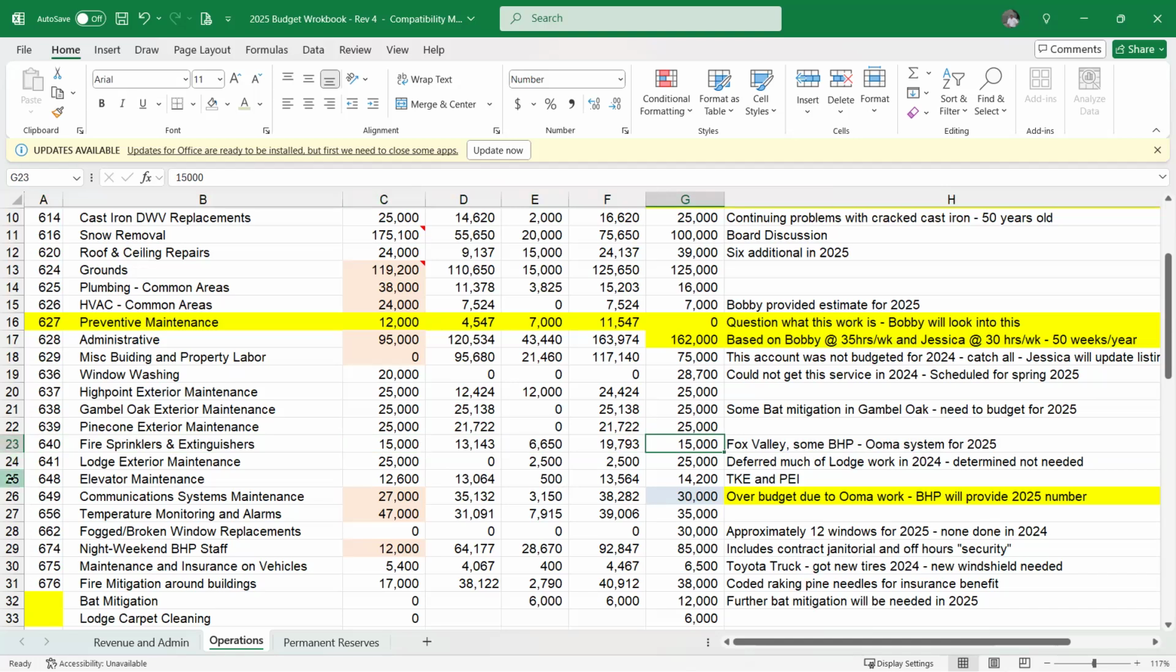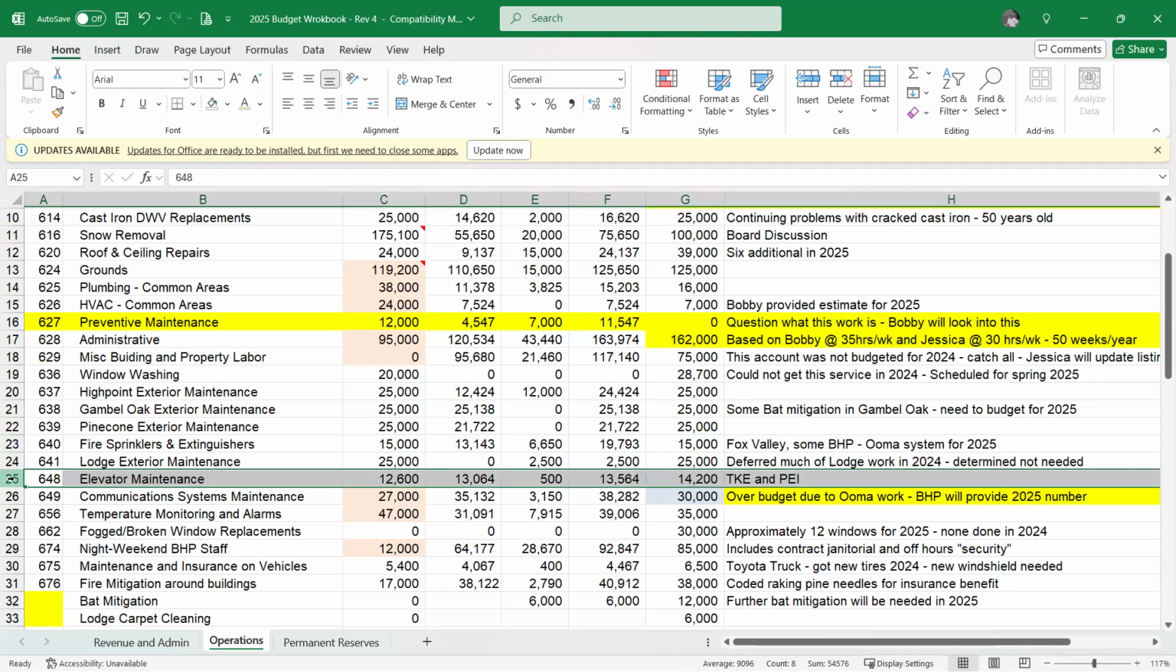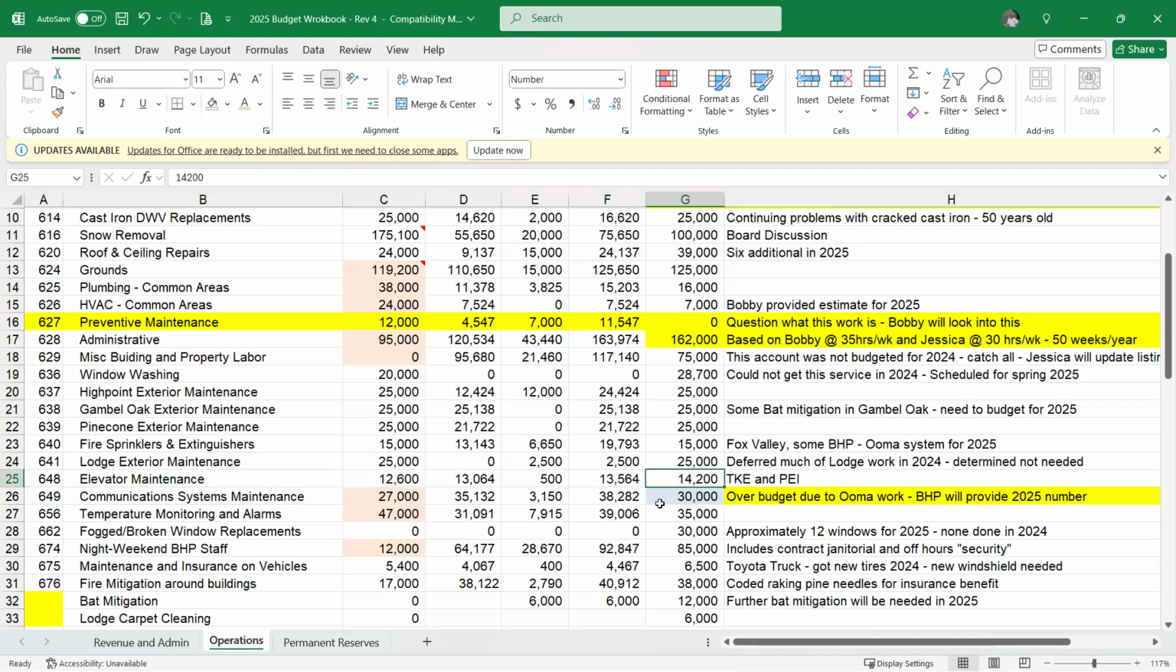Okay. Elevator maintenance. This is our contract work with ThyssenKrupp. And I don't know who PEI is. Bobby, who's PEI? Professional elevator inspections. Ah, the inspections. Okay. All right. So we spent a little bit more than our budget last year, so I upped the budget for next year, a few $100s over that.